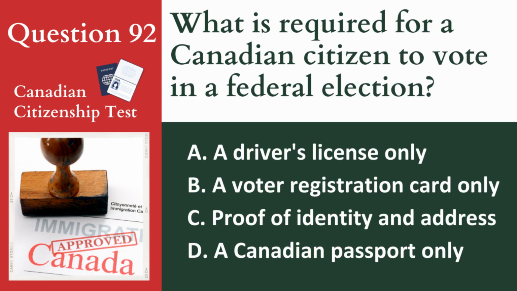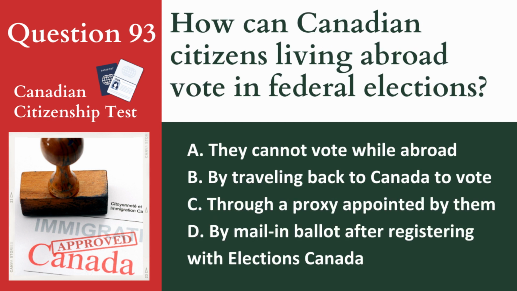Question 92. What is required for a Canadian citizen to vote in a federal election? A. A driver's license only. B. A voter registration card only. C. Proof of identity and address. D. A Canadian passport only. Answer C. Proof of identity and address. Voters need to prove their identity and address to vote in federal elections, which can be done with various forms of ID.